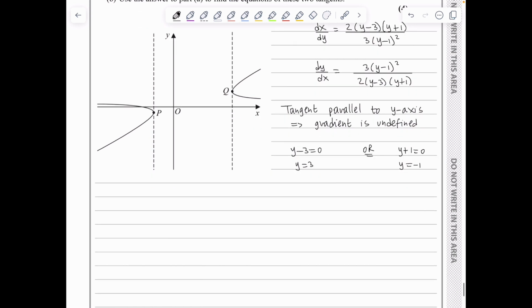Now for y is equal to 3, I'll go back to the expression for x to find the corresponding value of x. So x is equal to 2 times 3 squared plus 6 over 3 times 3 minus 3. This is giving an answer of x is equal to 4. And for y is negative 1, we've got x is equal to 2 times negative 1 squared plus 6 over the 3 times the negative 1 minus 3, which is giving an answer of x is minus 4 over 3. So if we look at the graph here, the tangent at P has equation x is minus 4 over 3, and the tangent at Q has equation x is 4, and that's the final answer.